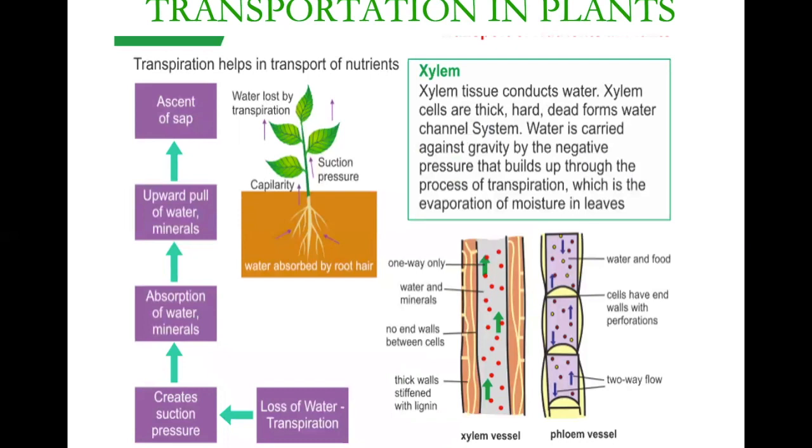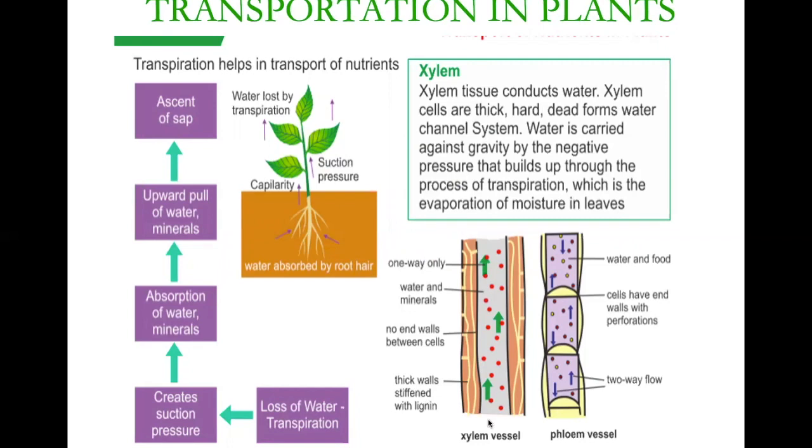Let us study transportation in plants by xylem. How does the xylem look? The xylem cells are thick, they are hard, and they are non-living in nature. They conduct water in one direction only, and it is a continuous channel with no cells in between. The cell walls are thickened with lignin. We can see that the xylem vessel is non-living.